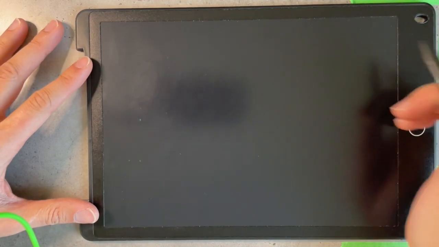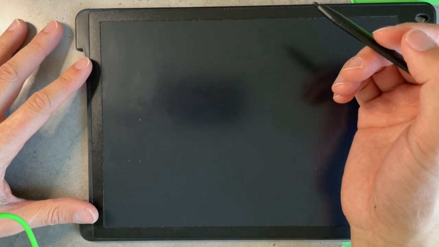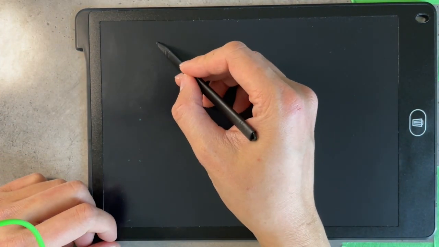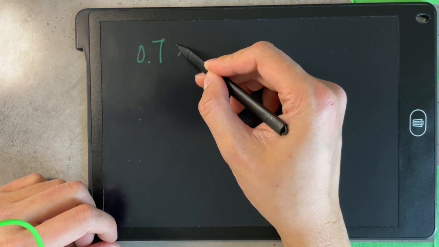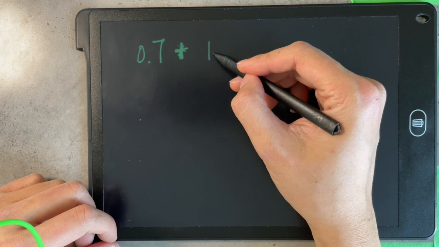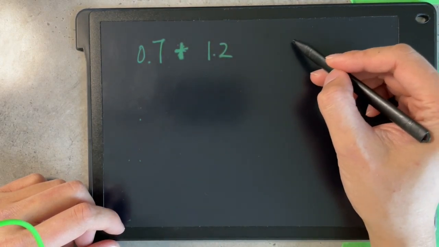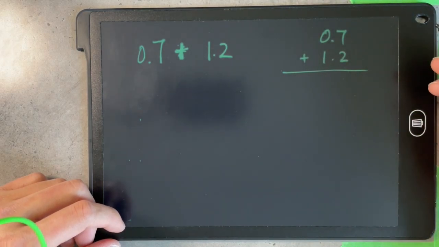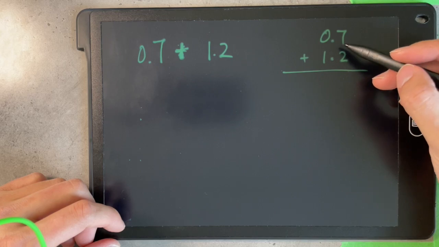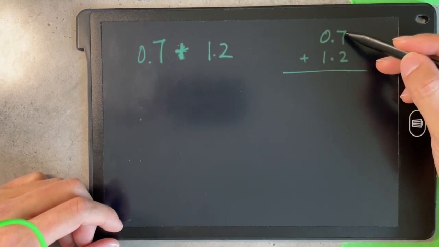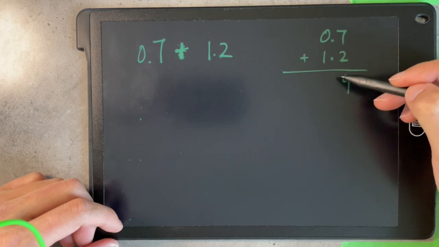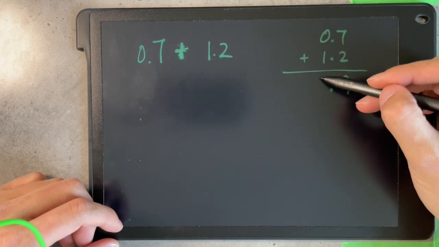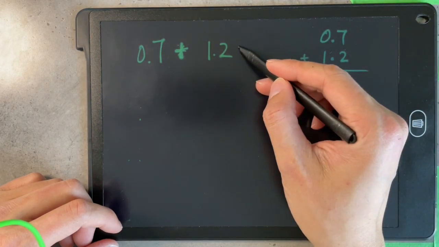Now, what about adding, subtracting, multiplying, and dividing? Well, they're actually the same thing as what you would do for whole numbers. So let's say I have 0.7 plus 1.2. I'm going to do a long vertical addition here, and I just have to align the decimal place and just add. So 7 plus 2 is 9, place the decimal down, and then 0 plus 1 is 1, and the answer will be 1.9.